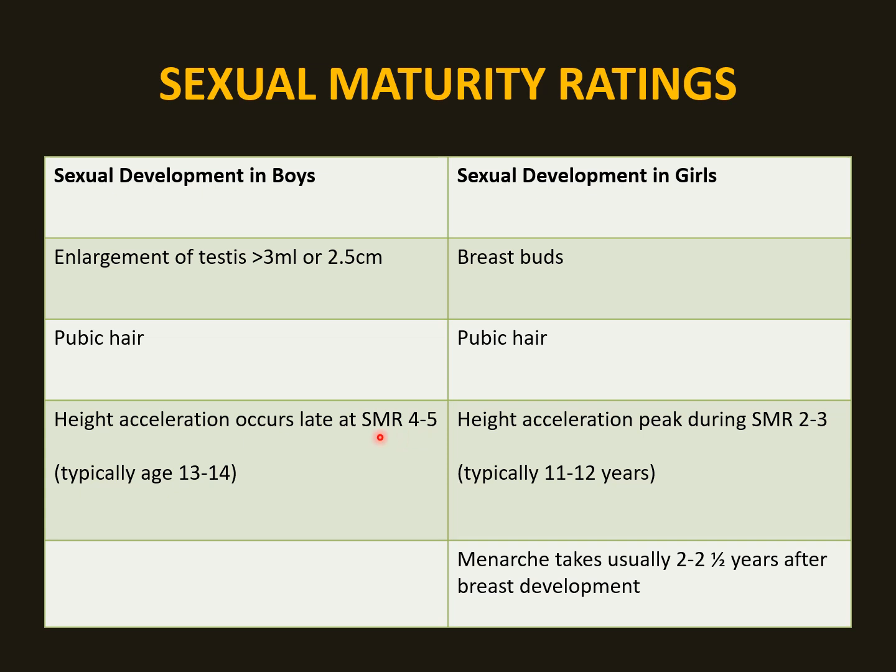In boys, height acceleration is between SMR 4 to 5, and typically between age 13 and 14. For the girls, the height acceleration peaks earlier, between SMR 2 and 3, and typically between age 11 and 12 years of age. The menarche usually follows the breast development by 2 to 2.5 years. So again, for the boys, the first thing is the testes. For the girls, the first thing is the breast buds.